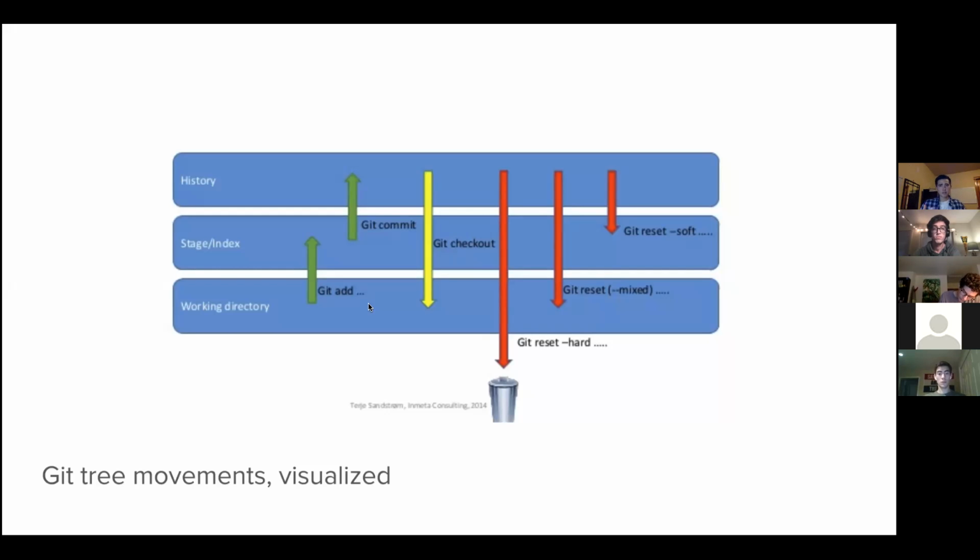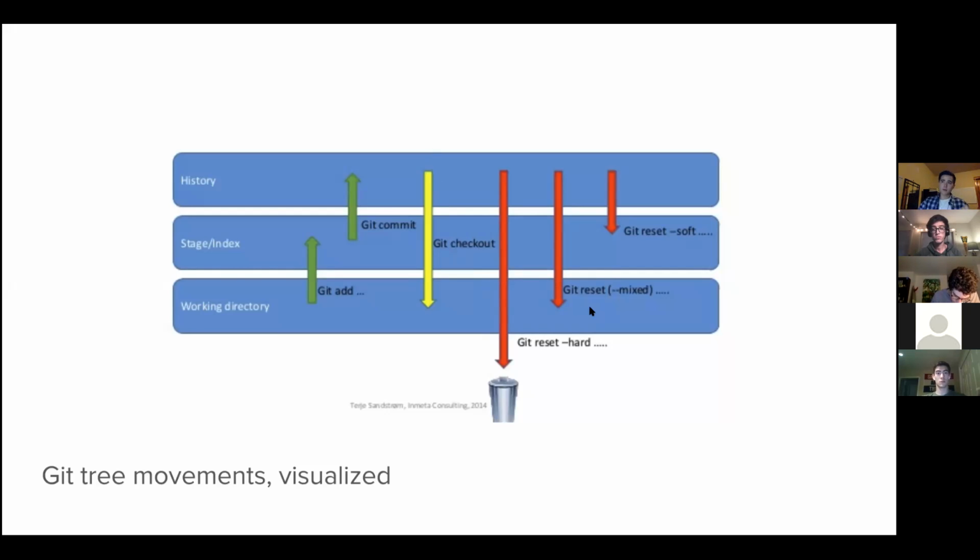Going backwards is where it gets a little bit tricky, because going from history, say you committed something, and going back to putting that in the staging area or putting that back into your working directory, that can be pretty complicated. And that's where resets come in.